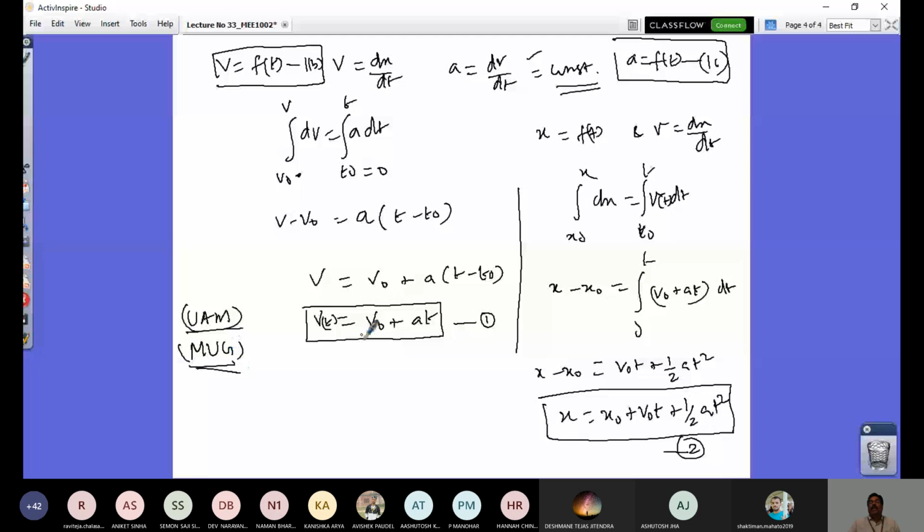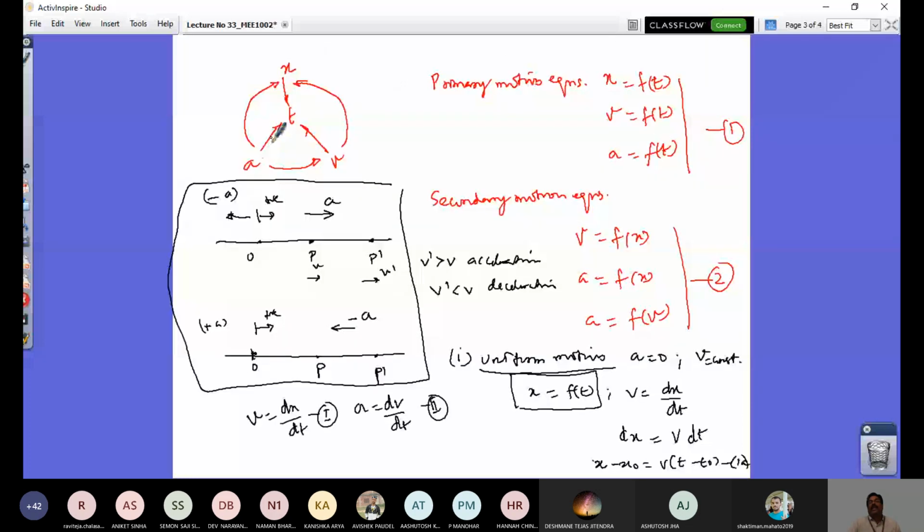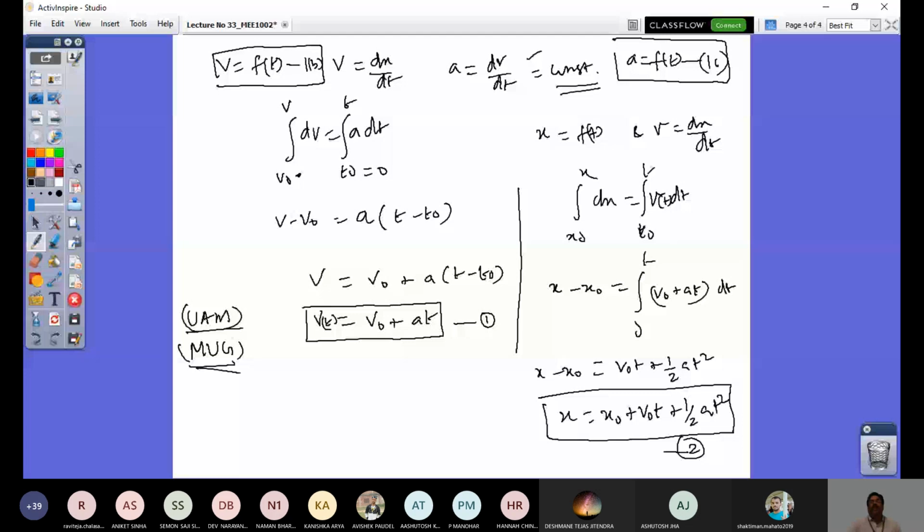And these are the two primary equations. When I say a is constant, what will happen if a is constant? This radial line goes out. It is no more a function of time, and I will have only two time equations: x is a function of time, or v is a function of time. So a is constant: two primary motion equations and then one secondary motion equation. What is that secondary motion equation? Because a is constant, it is independent of x, independent of t, and independent of v. So all this disappears. I will be left with only x as a function of t, v as a function of t, or v as a function of x. Those are the three primary motion equations for the second category called uniformly accelerated motion.